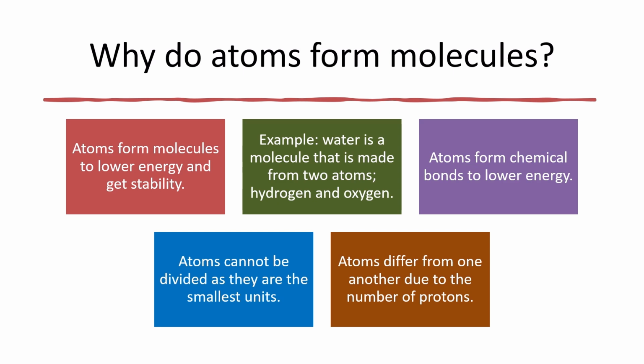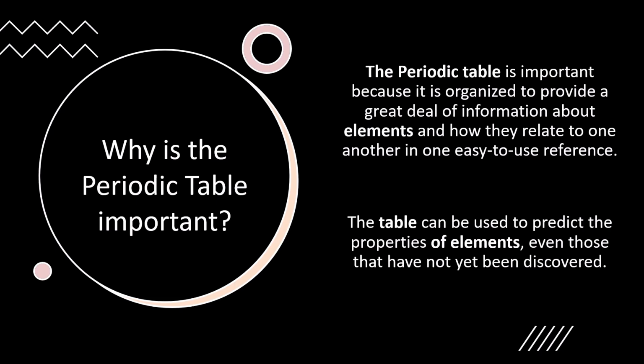This is mentioned earlier. Why is the periodic table important? The periodic table is important because it is organized to provide a great deal of information about elements and how they relate to one another in one easy to use reference. The table can be used to predict the properties of elements, even those that have not yet been discovered.